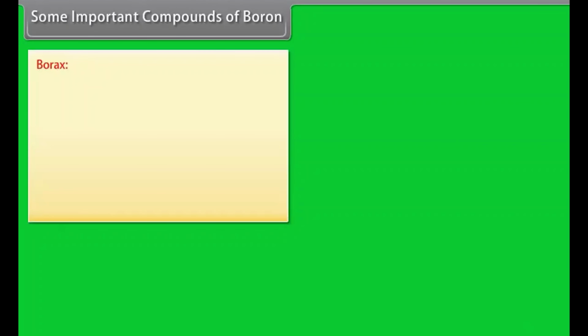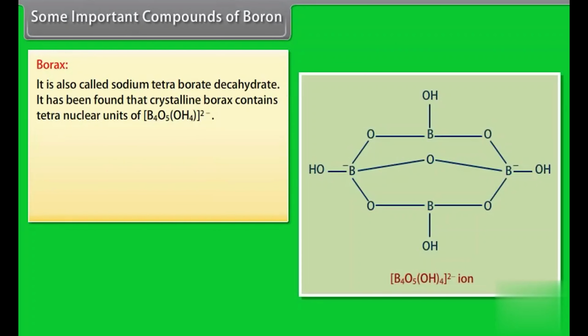Some important compounds of boron. Borax. It is also called sodium tetraborate decahydrate. It has been found that crystalline borax contains tetranuclear units of [B4O5(OH)4]2-. Hence, its formula is given by Na2[B4O5(OH)4]·8H2O.